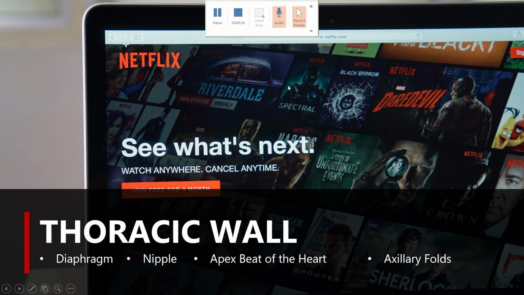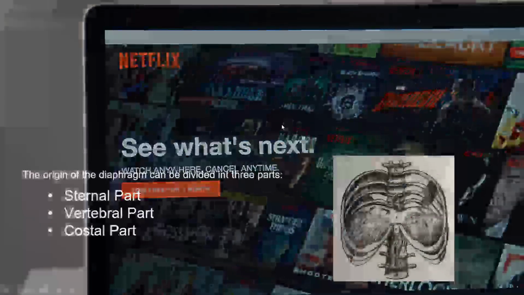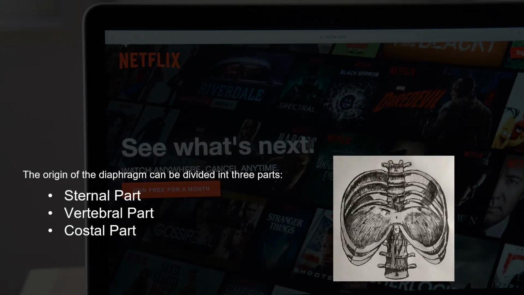So let's proceed. First, we're going to talk about the diaphragm. This is a drawing of the diaphragm. The origin of the diaphragm can be divided into three parts: the sternal, the vertebral, and the costal.